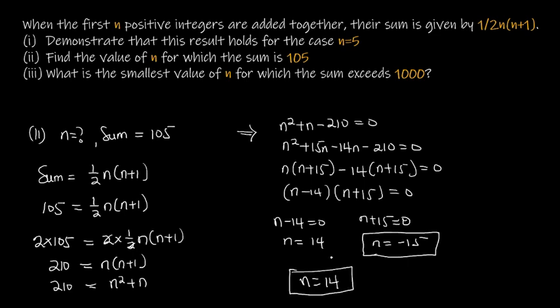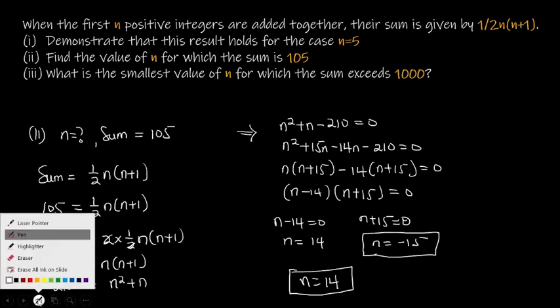Okay, so let's go ahead and try the last aspect of the question. So they said, what is the smallest value of n for which the sum exceeds 1,000? So this is going to be pretty interesting. So let's get some space and continue.